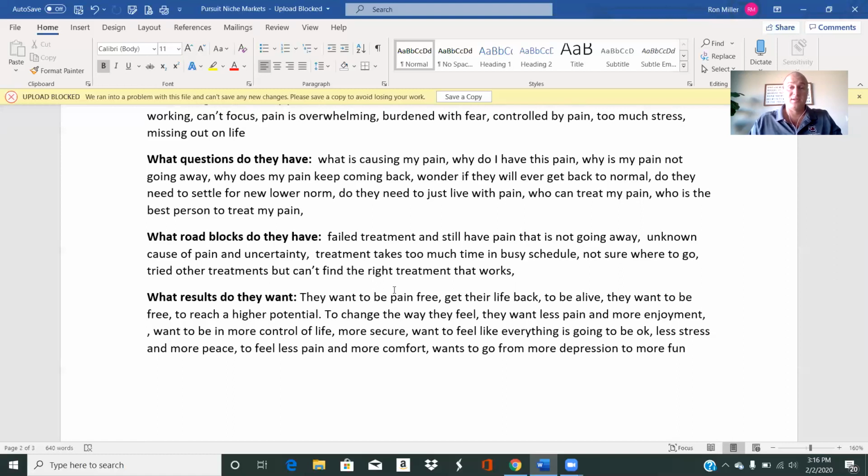Do they need to just live with pain? Who can treat my pain? Who is the best person to treat my pain? These are questions where you almost have to take a step back, picture your ideal patient, and ask what they are thinking about, what they are worried about, and what questions they are asking themselves.